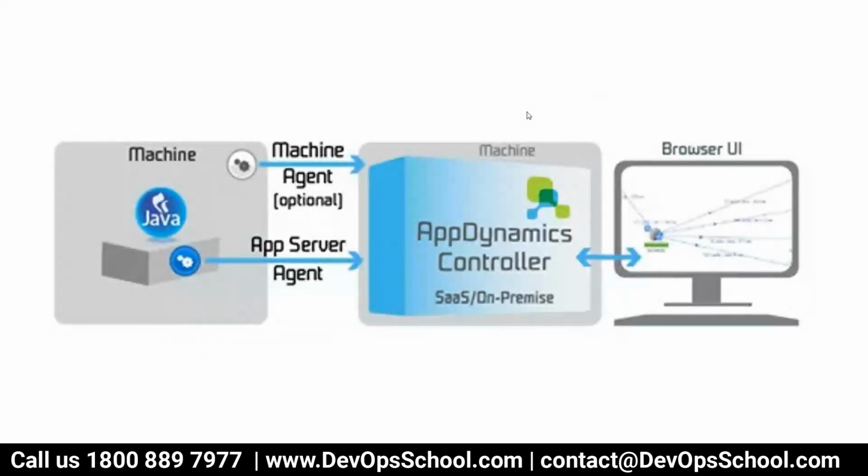Look at this here. There's one machine. If you look at this a little bit carefully, there's one machine, and if you want the machine infra data, then you have to install the machine agent. If you want the trace data, you have to install the app server agent, the app agent, and then you have a controller, the AppDynamics controller, and then you can see the UI.